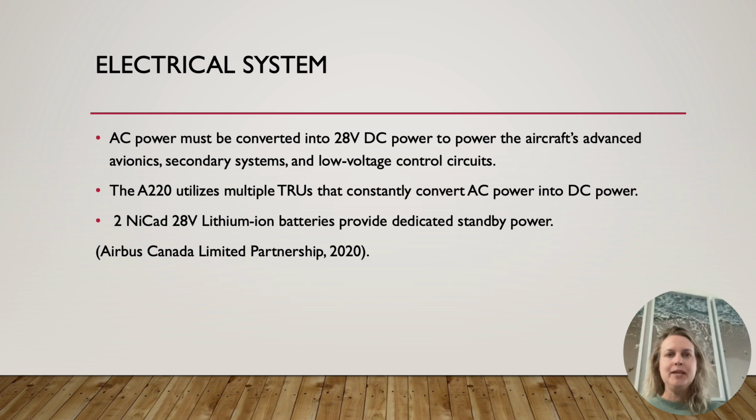AC power must be converted to 28 volt DC power to power the aircraft's advanced avionics, secondary systems, and low voltage circuits. The A220 utilizes multiple TRUs that constantly convert the AC power into DC power. There are also two NiCad 28 volt batteries that provide dedicated standby power.